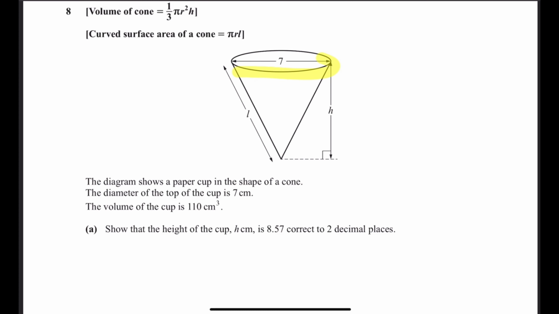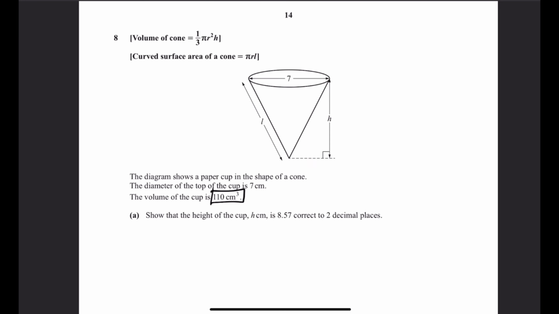Okay. This is the cone that is given in this verse. The diagram shows a paper cup in the shape of the cone. The diameter of the top of the cup is 7 centimeter and volume of the cup is 110 centimeter cube. Okay. So show that height of the cup is 8.57.